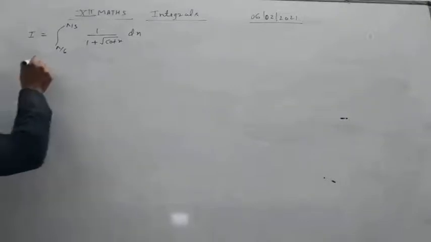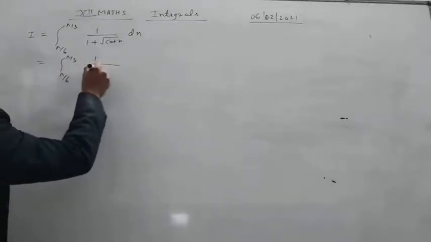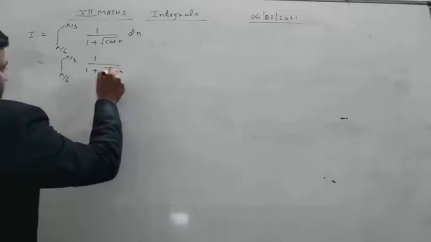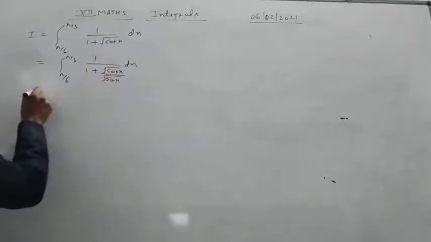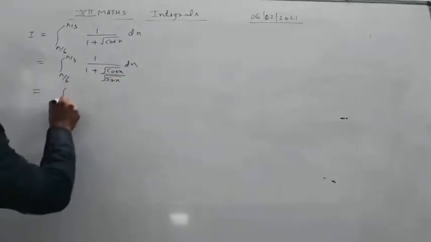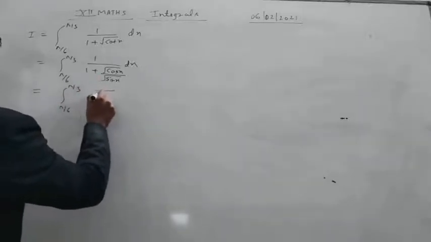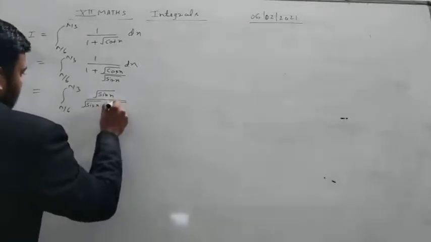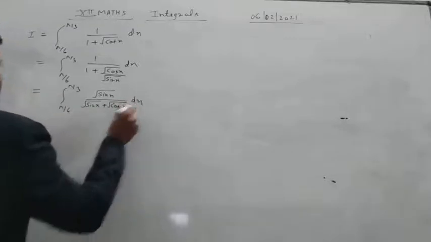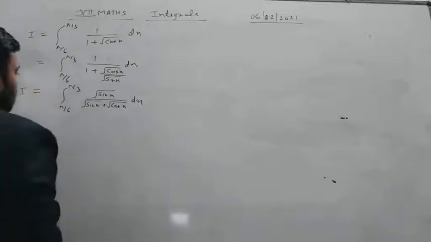Okay, students, so first of all we change this in the form of root cos x by root sin x dx. Okay, students, now this is from pi by 6 to pi by 3. This we can write, students, as root sin x by root sin x plus root cos x dx. Okay, students, so this is our idea. Now we are using the property here.